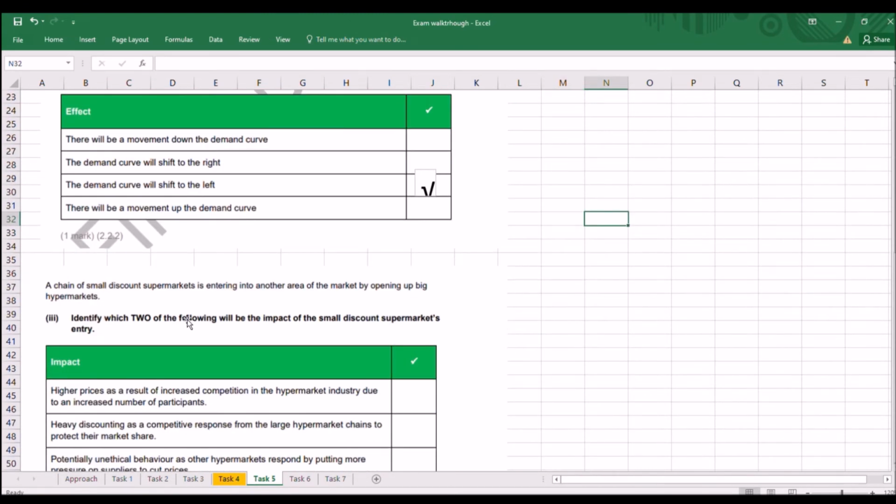Right, okay. A chain of small discount supermarkets is entering into another area of the market by opening up big hypermarkets. Identify two of the following that might be the impact of the small discount supermarkets' entry. So a chain of small discount supermarkets entering into another area of the market by opening up big hypermarkets. Okay, so it's going to come into the market, and it's a substitute to other suppliers within the market. So it's going to be a substitute. Then what's going to happen?